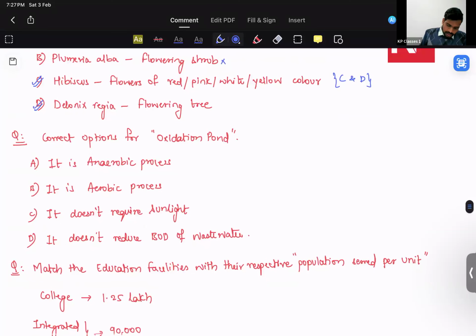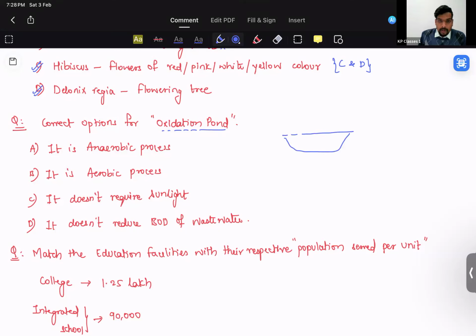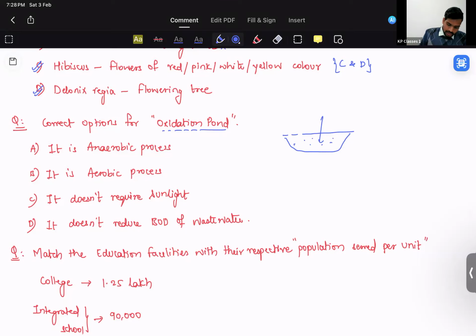The next one, select the correct option for the oxidation pond. An oxidation pond is a type of aerobic digestion process which is used in wastewater treatment. It is also called a stabilization pond, where you have open ponds which are open to sunlight. In the presence of sunlight, the aerobic bacteria will digest the organic waste present in the wastewater. So saying it is not an aerobic process and does not require sunlight is an incorrect option.